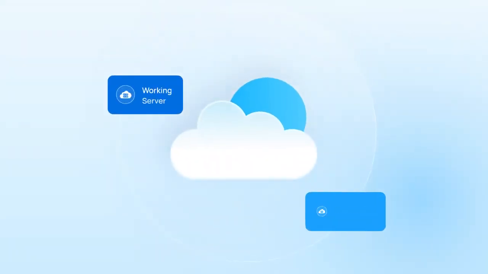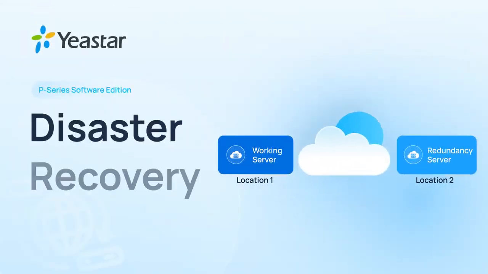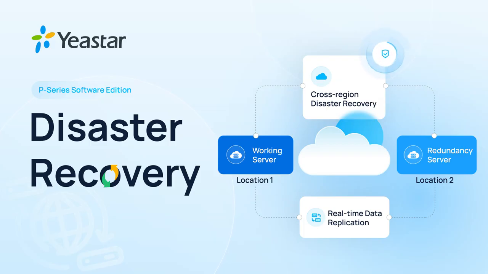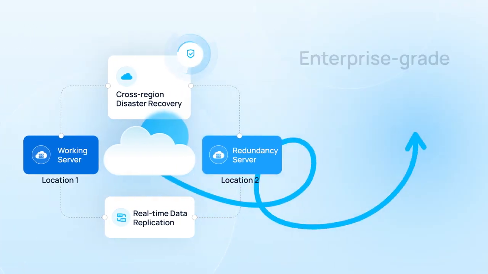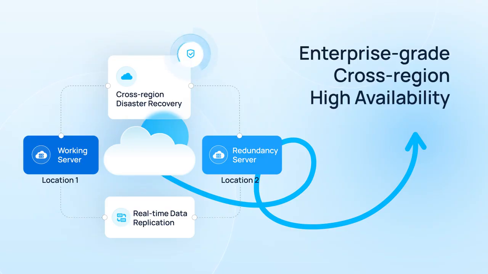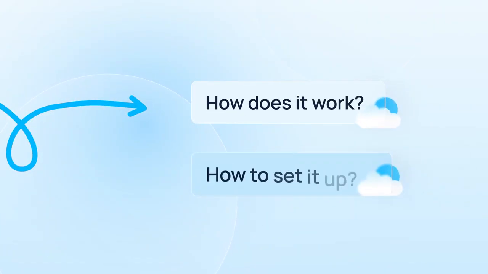Yeastar P-Series Operation now supports the disaster recovery feature, enabling the system to have a redundancy server in a remote network, achieving a validated standard high availability. This video will explain how it works and how to set it up.